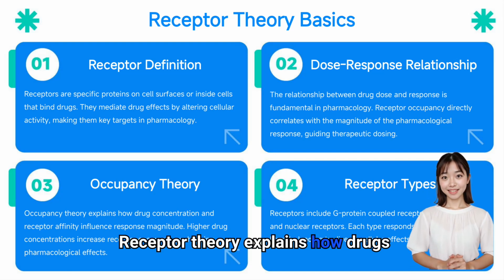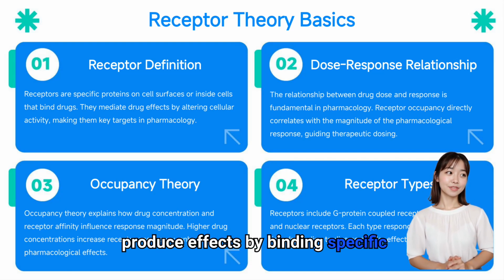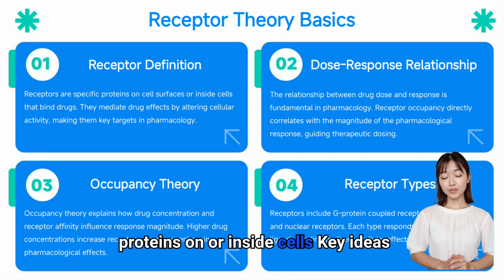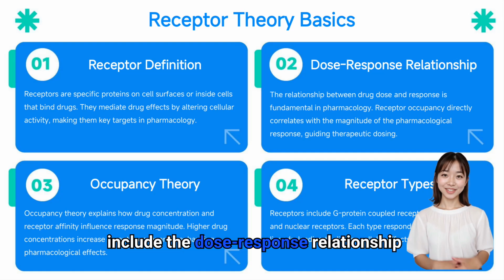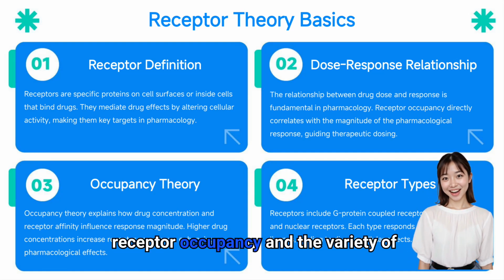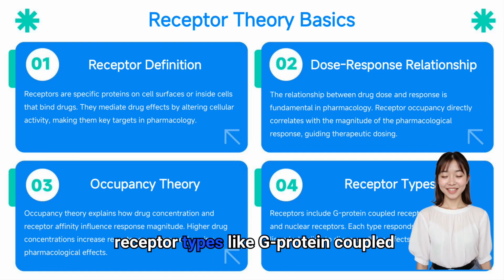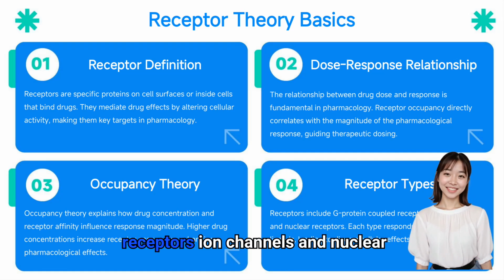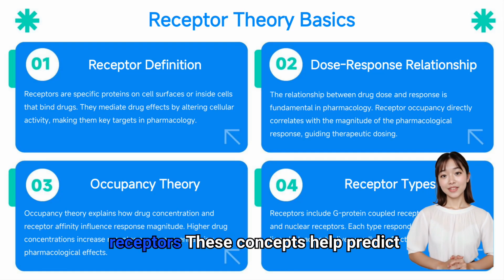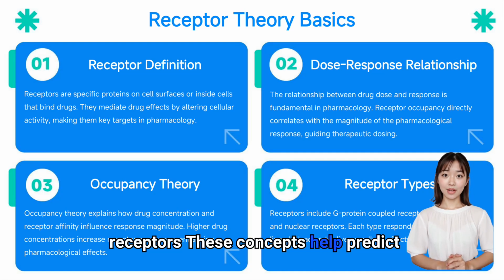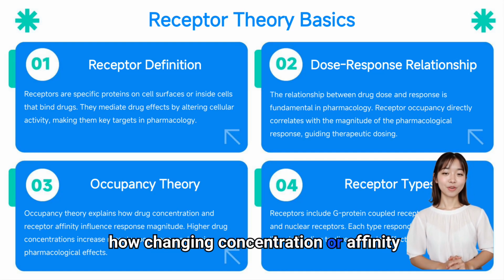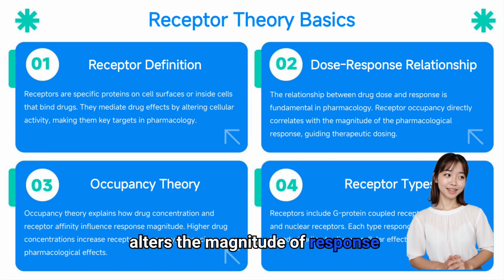Receptor theory explains how drugs produce effects by binding specific proteins on or inside cells. Key ideas include the dose-response relationship, receptor occupancy, and the variety of receptor types like G-protein-coupled receptors, ion channels, and nuclear receptors. These concepts help predict how changing concentration or affinity alters the magnitude of response.